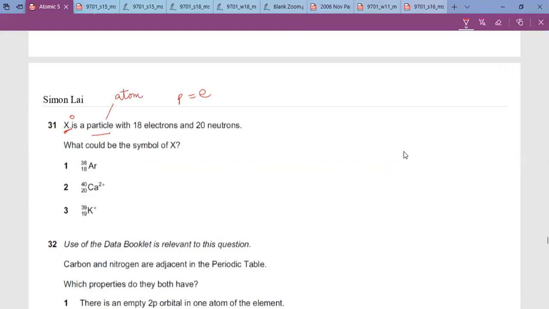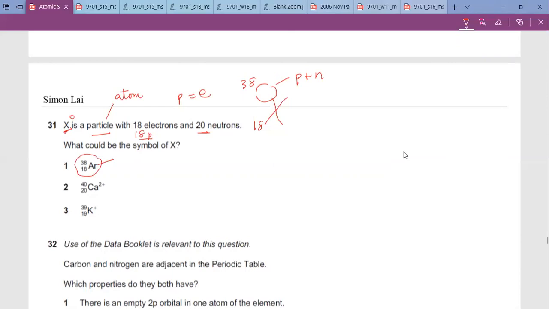So for X, remember, if the charge is 0, 18 electrons equals 18 protons. So you put 18 here first. Up here, as I said, the mass number is the number of protons plus the number of neutrons. So 20 neutrons plus 18 protons is 38, isn't it? This is how Cambridge writes it.